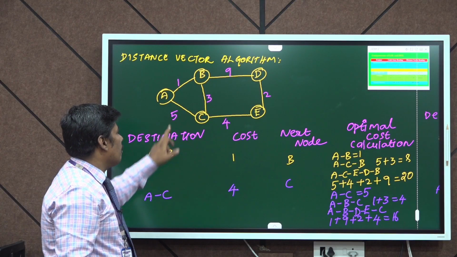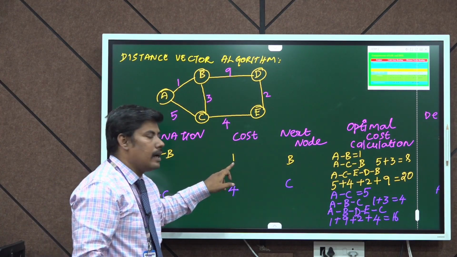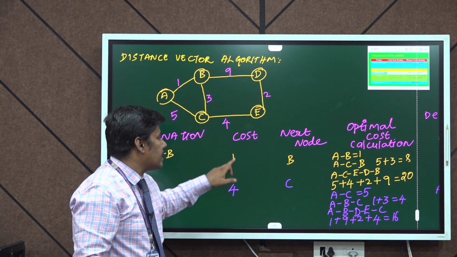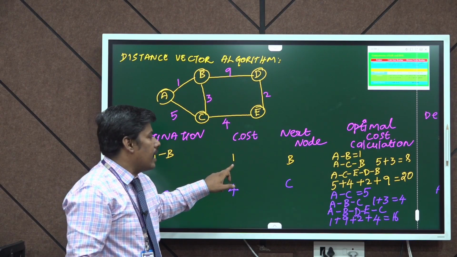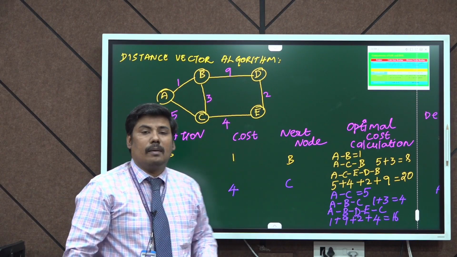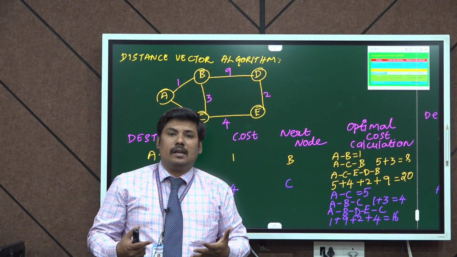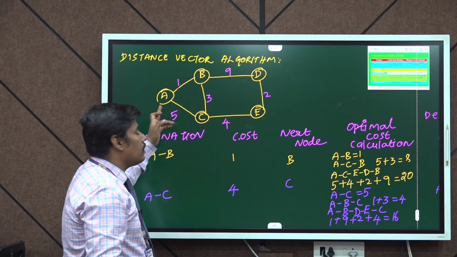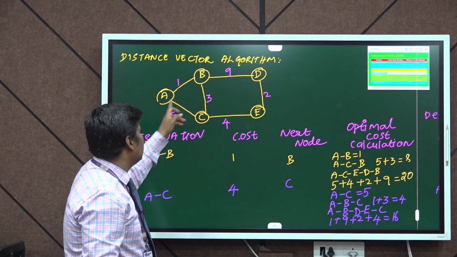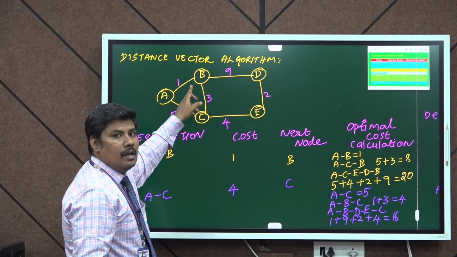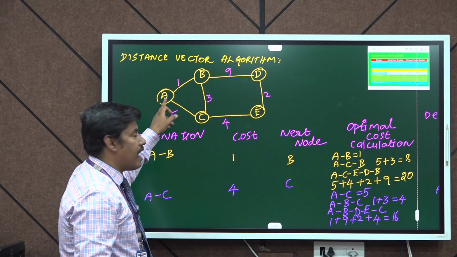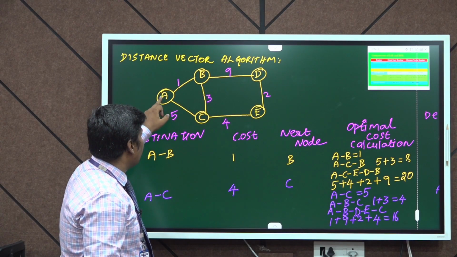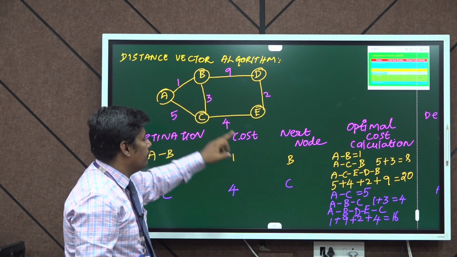Then A to B my cost value is 1. So here we are writing 1 as the cost. Then we need to find multiple choices to travel from A to B. Some person will travel in the route A to B. Suppose someone will travel in the route of A to C, C to B.